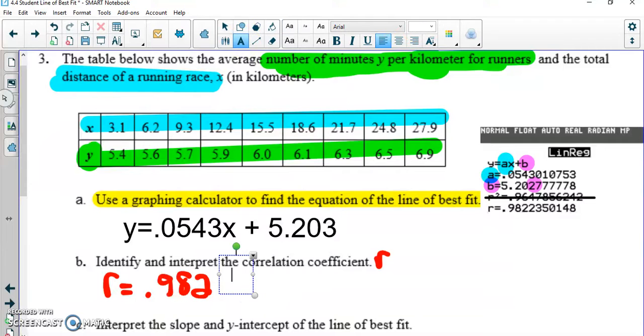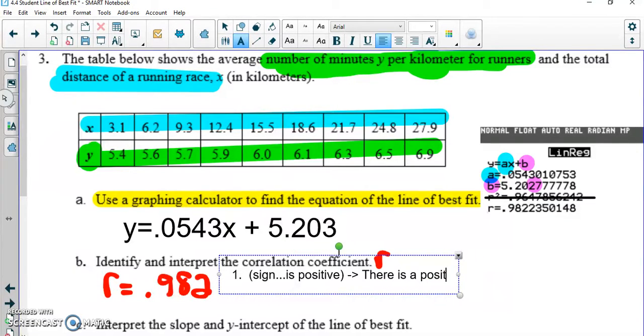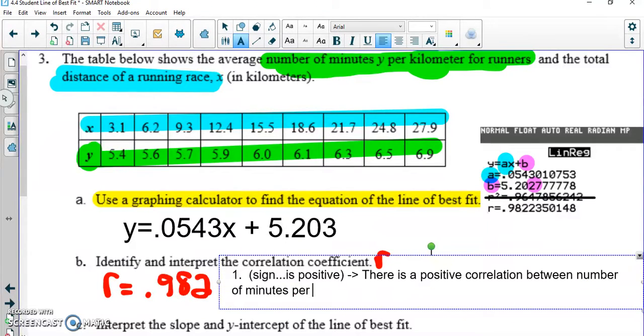So it always tells us two things according to our notes. The correlation coefficient should first tell us, based on the sign, if it's positive or negative, and this R value is positive. So what does that tell us? The first thing we know is that there is a positive correlation between our two variables, which is the number of minutes per kilometer and total distance of the race.